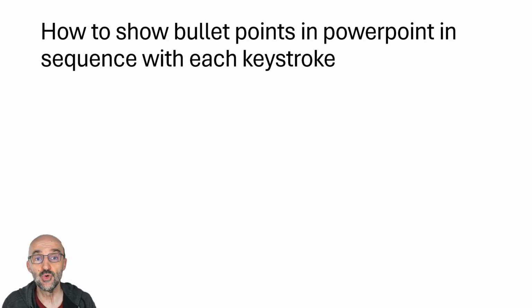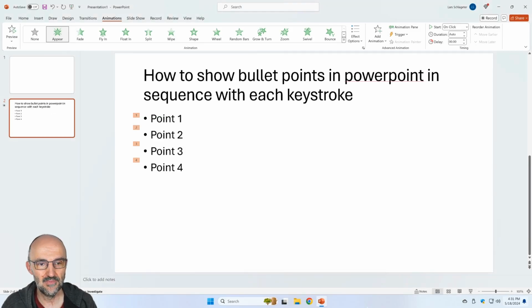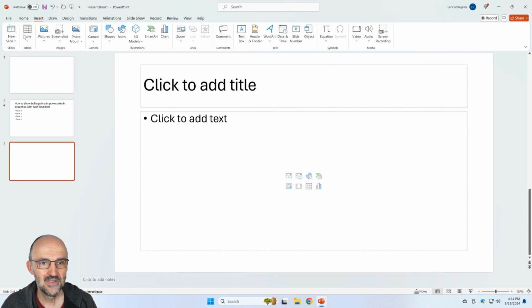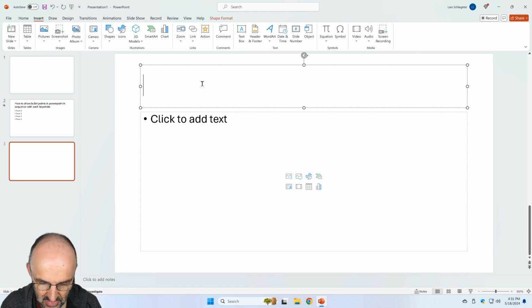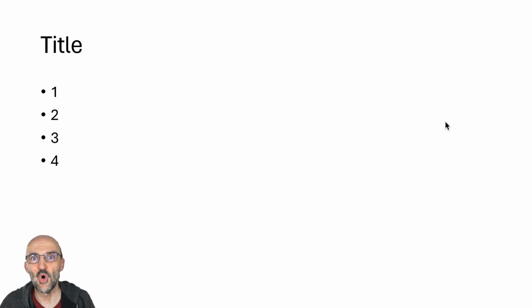I'll show you how to show bullet points in PowerPoint in a sequence with every keystroke, just like this. Let's go back to PowerPoint. Let's make a new slide. I simply type a title and we type 1, 2, 3, 4. And when I now present this slide, it simply appears all at once.